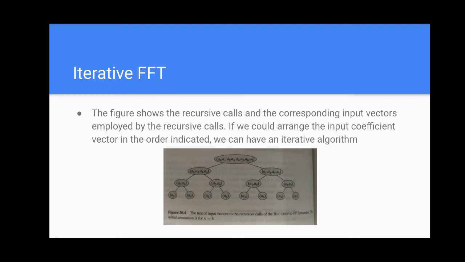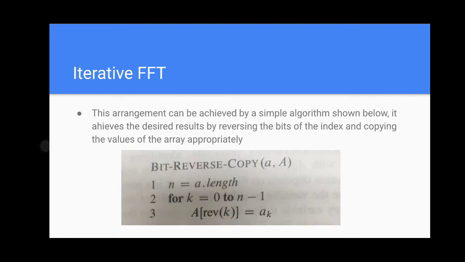So first we should have an algorithm to do this. This can be easily achieved by what we call a bit reverse copy algorithm. What the bit reverse copy algorithm does is, it is going to copy the coefficient values shown in a coefficient vector to a location whose index value is reversed. That is, the bits representing the index are going to be reversed.